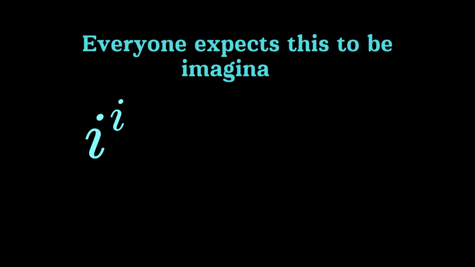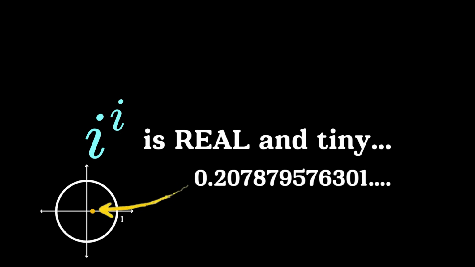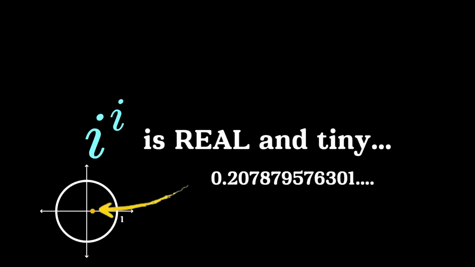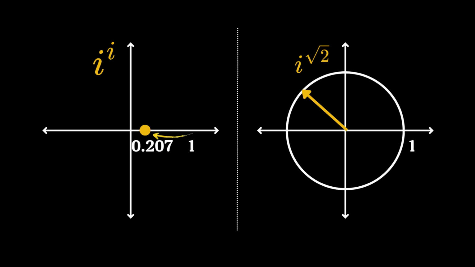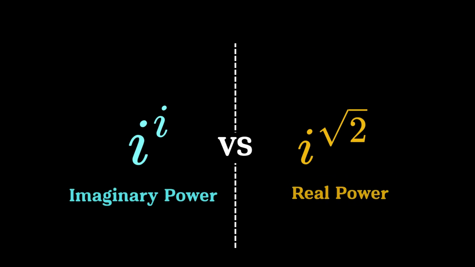Everyone expects i to the i to be imaginary, but it's not. It collapses into a real and tiny number, 0.2078. But i to the square root of 2 doesn't shrink at all. It just spins around the unit circle. One shrinks, one spins. Which one breaks your intuition more?